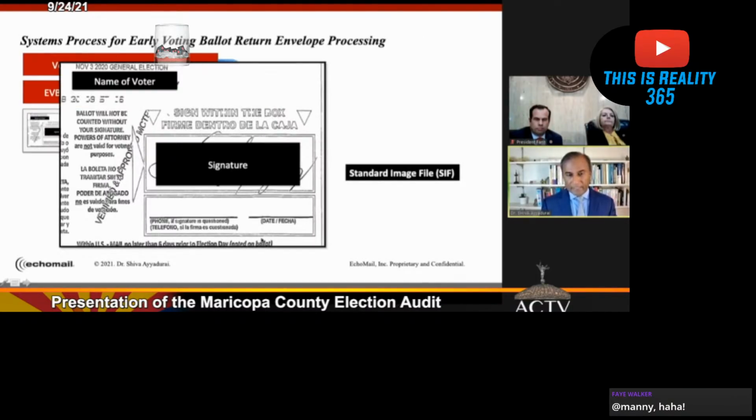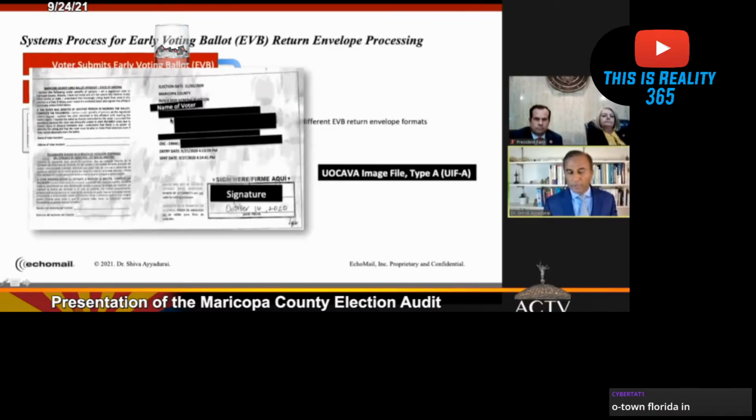So this is a majority of them. We've called them the standard image files. This is for our lingua franca. This may not be the standard language, but for the purpose of this presentation. So this is one way that they look. There are also another set called UOCAVA image files, and there are three different kinds.